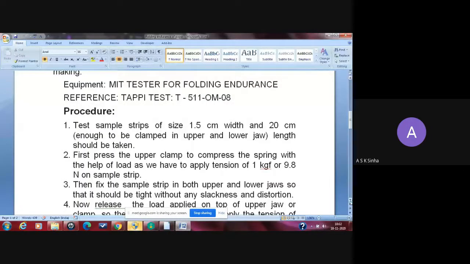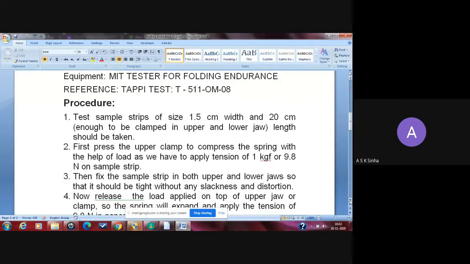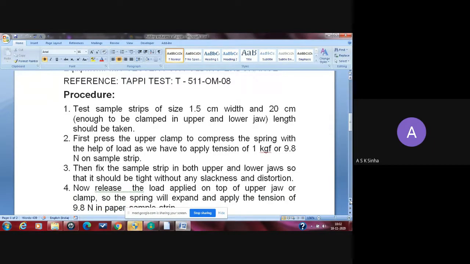Now come to the point of testing the folding endurance. The equipment being used is called an MIT tester for folding endurance. And as the reference, throughout the world, all the industries and testing labs follow the TAPPI test method numbered T511 OM-08.